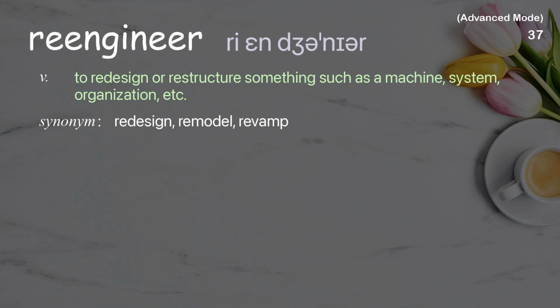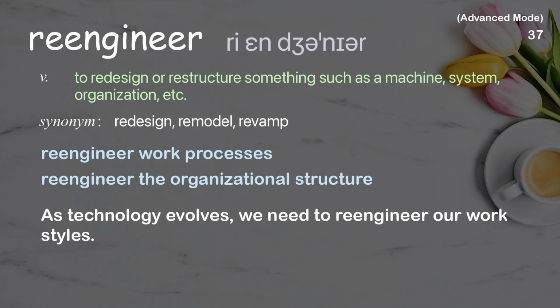Re-engineer. To redesign or restructure something such as a machine, system, organization, etc. Examples: re-engineer work processes, re-engineer the organizational structure. As technology evolves, we need to re-engineer our work styles.